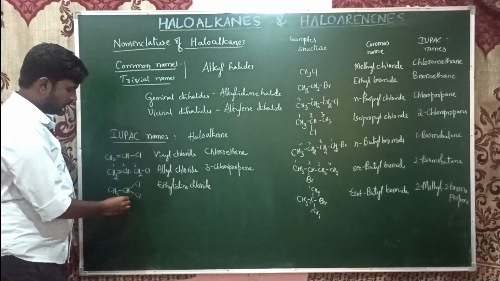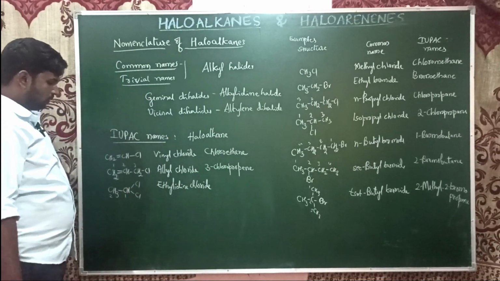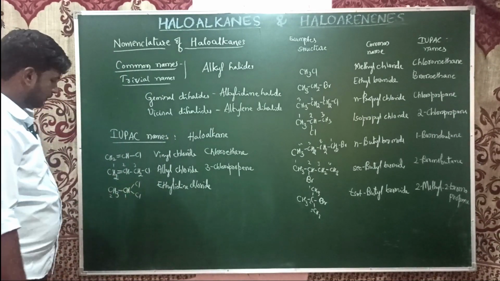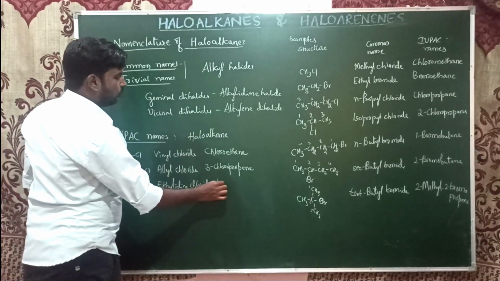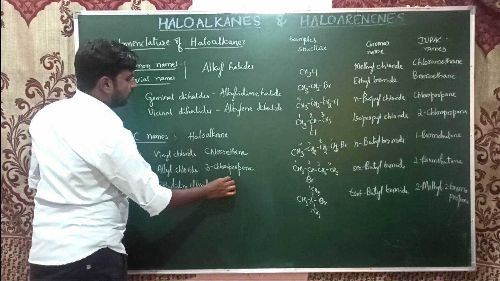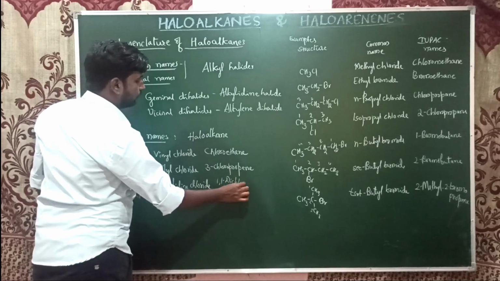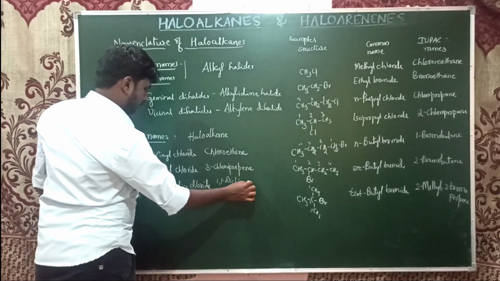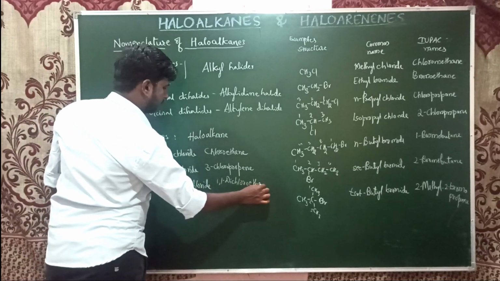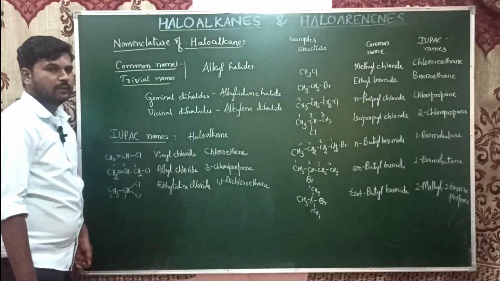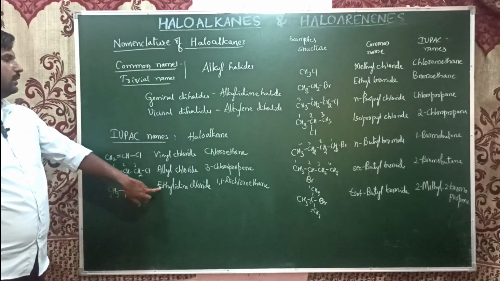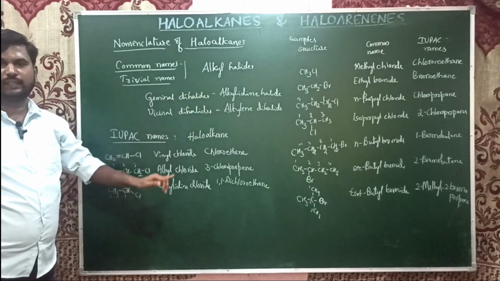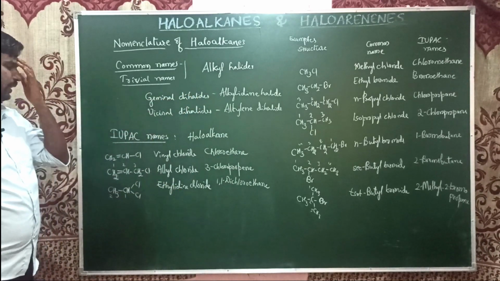And the IUPAC name will be 1, 2. So at first carbon we have 2 chloro. So that is why it is 1, 1 dichloroethane. So this is the example of geminal dihalides, alkylidene halide.